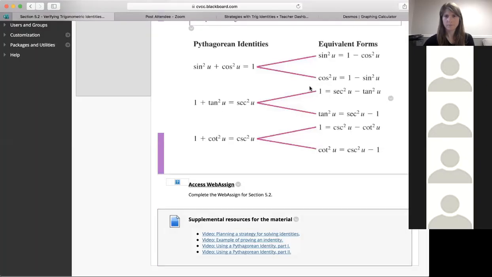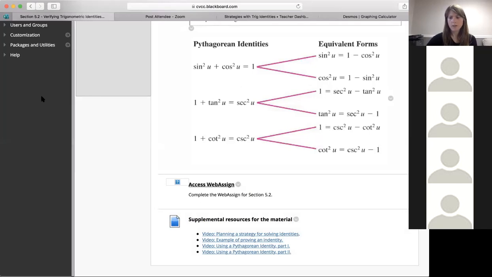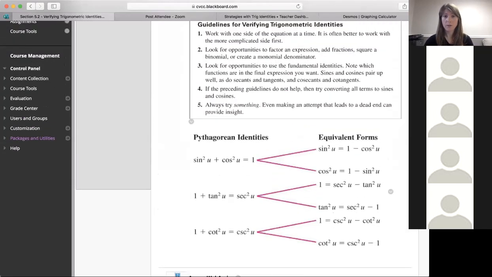Oop, sorry guys, I shared the wrong thing. And now I paused Zoom. Okay. So now you guys should see, I had pulled up to be able to copy and paste.